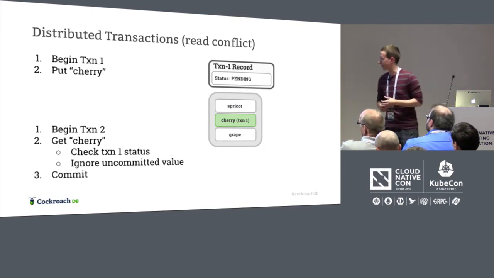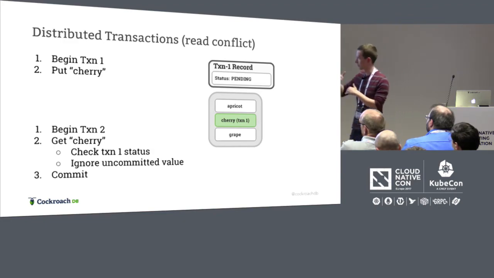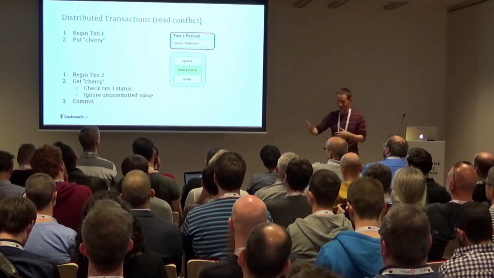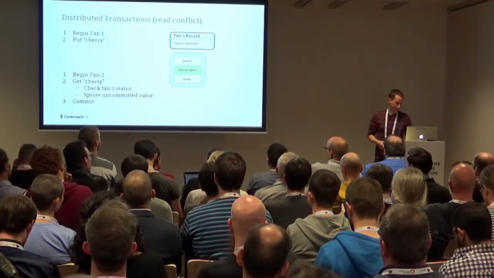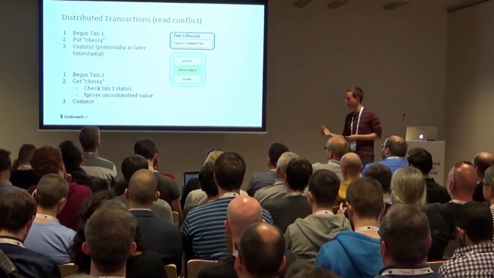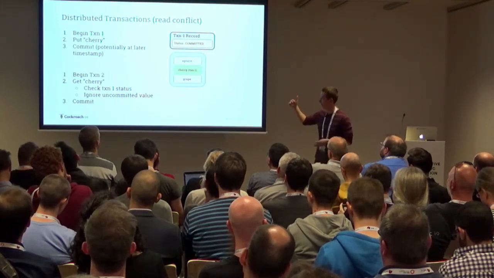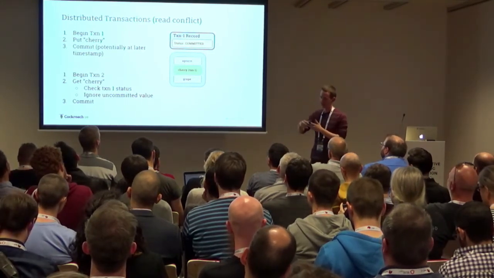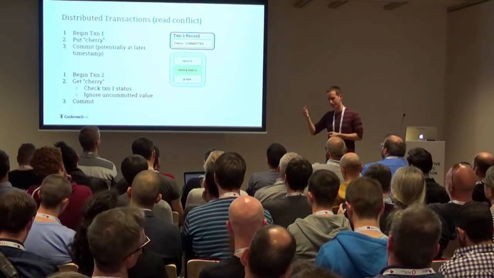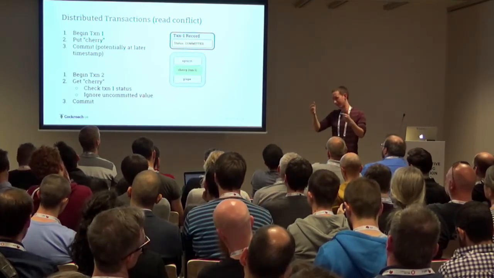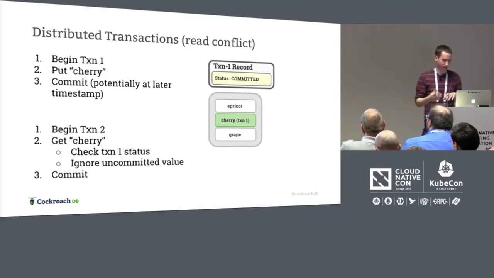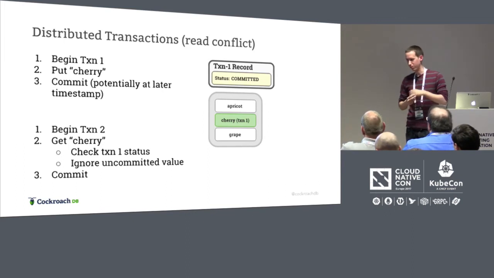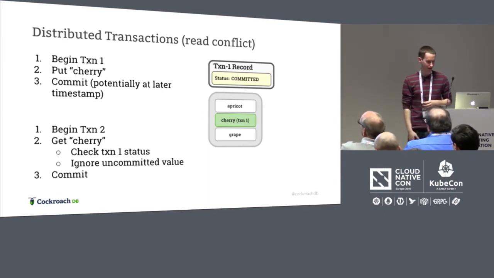What's interesting here is that there are some timestamps involved. So if transaction 2's timestamp is less than transaction 1's, it can just go ahead and read the value. But if transaction 2's timestamp is greater than transaction 1's, it might have to push the timestamp back in time, because it'd be illegal to return that the key doesn't exist if a transaction later comes in and commits that key at an earlier timestamp. So with distributed transactions, the timestamps can get a little fuzzy, but we're able to manage the timestamps as necessary to ensure correctness.